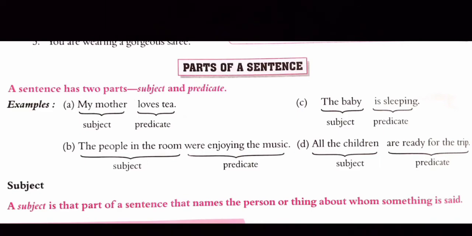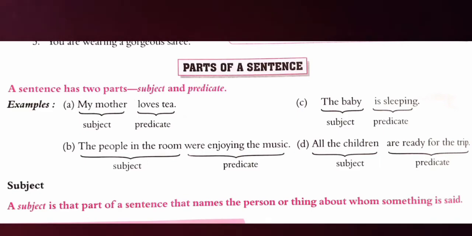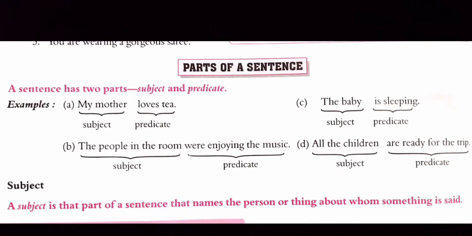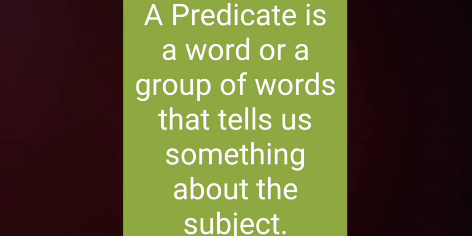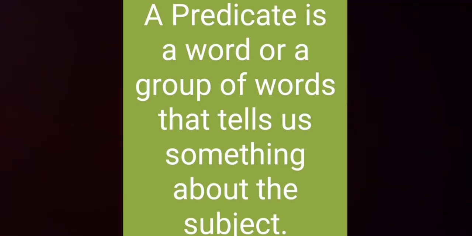All the children are ready for the trip. All the children is the subject, are ready for the trip is the predicate. So, what do you mean by subject? A subject is that part of a sentence that names the person or thing about whom something is said. Then, what do you mean by predicate? A predicate is a word or a group of words that tells us something about the subject.